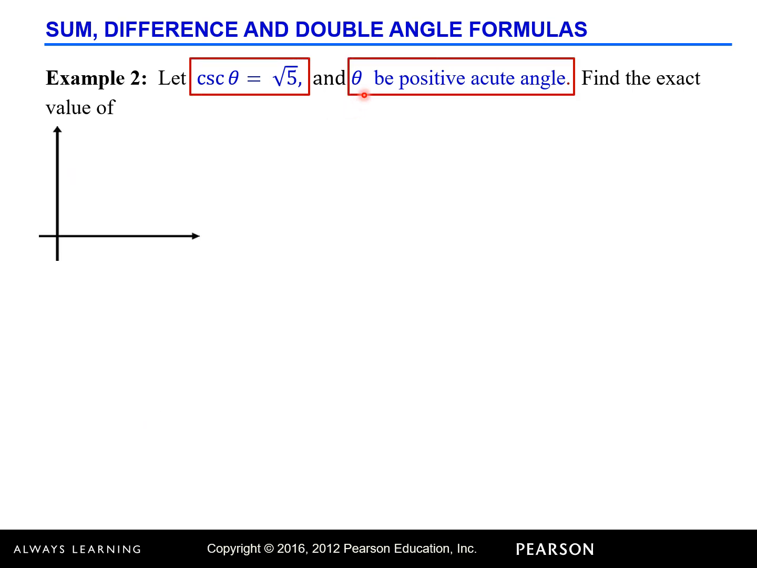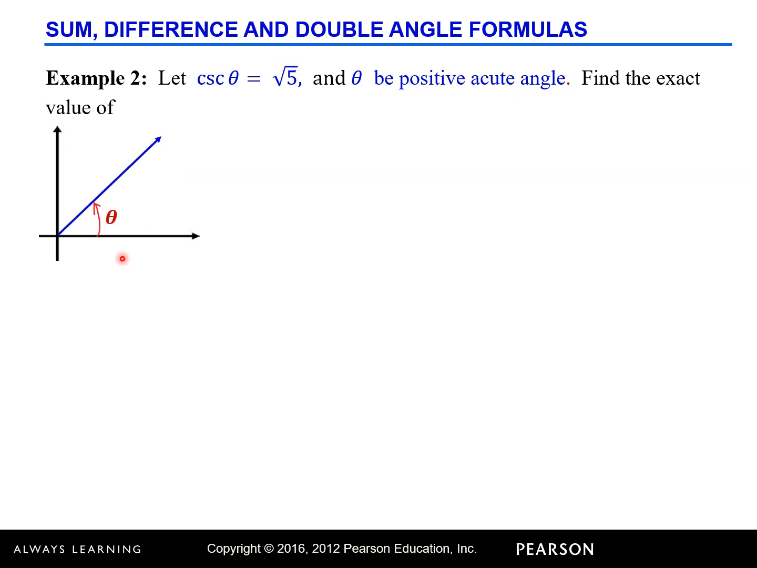So let us analyze the theta. Since the angle is a positive acute angle, meaning it lies in quadrant 1. Since theta is in quadrant 1, we don't need the reference angle because the reference angle will be the same. So we can directly create the right triangle from here. And then after that, we can define the y, which is the vertical distance, and the x is the horizontal distance, and the hypotenuse is the r.